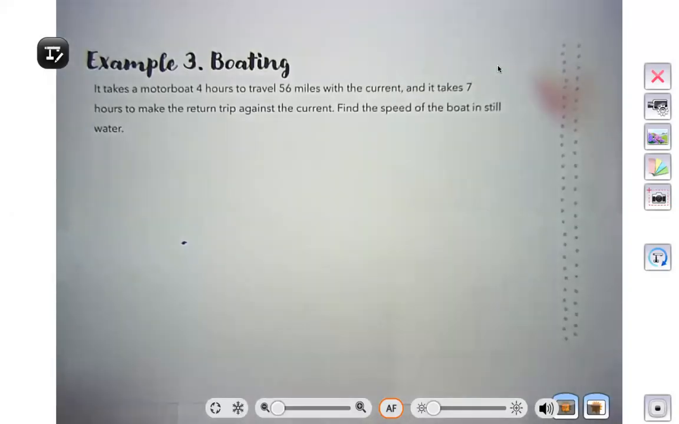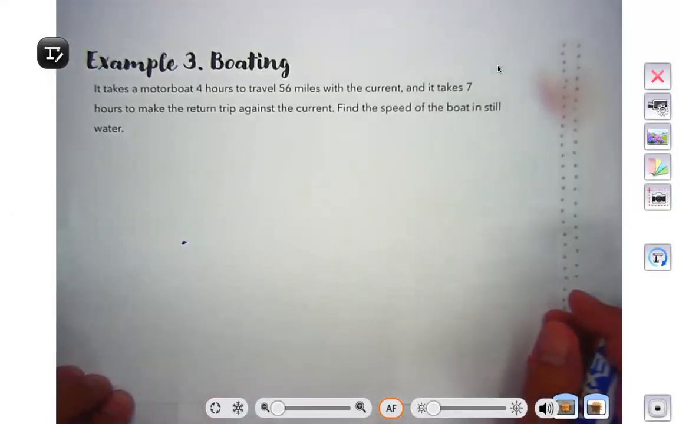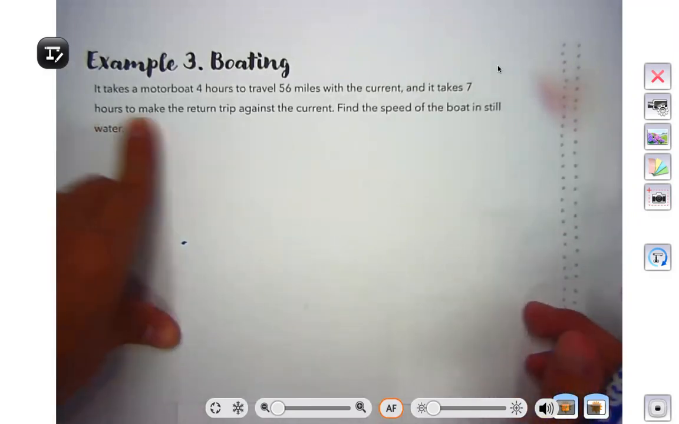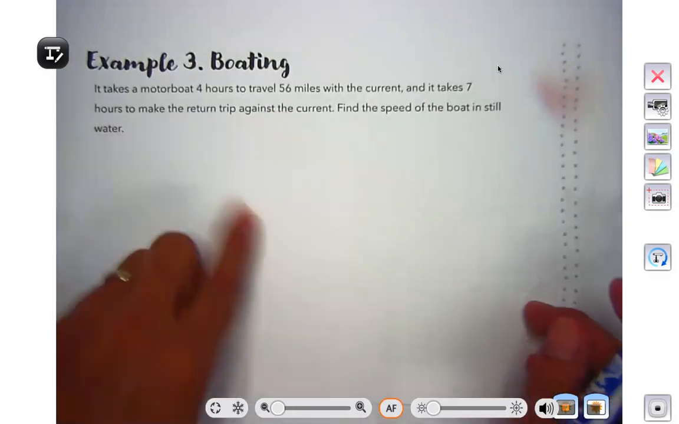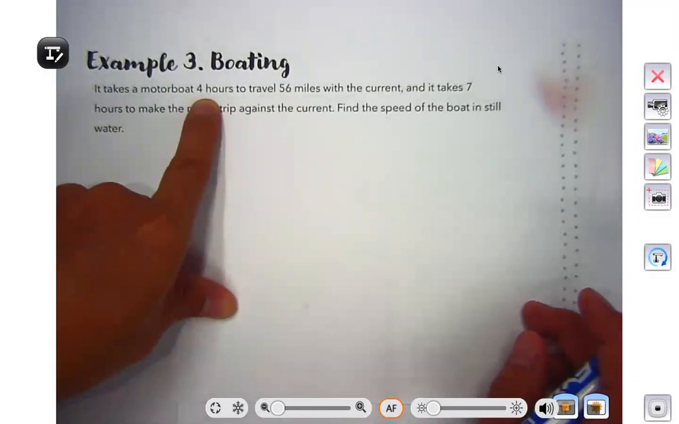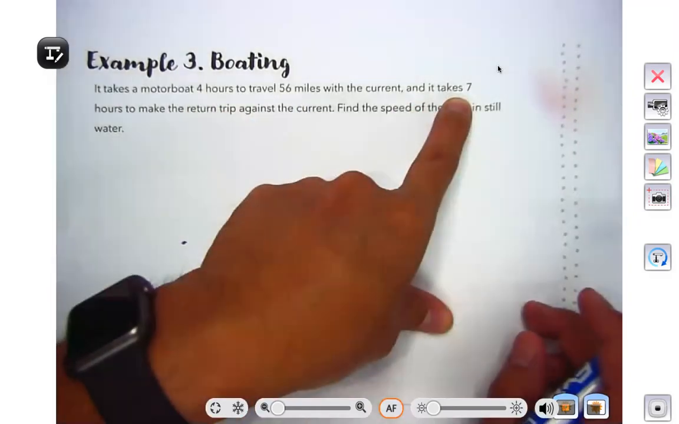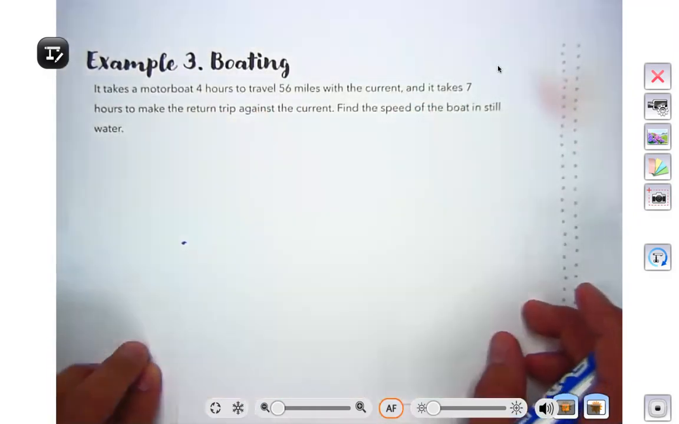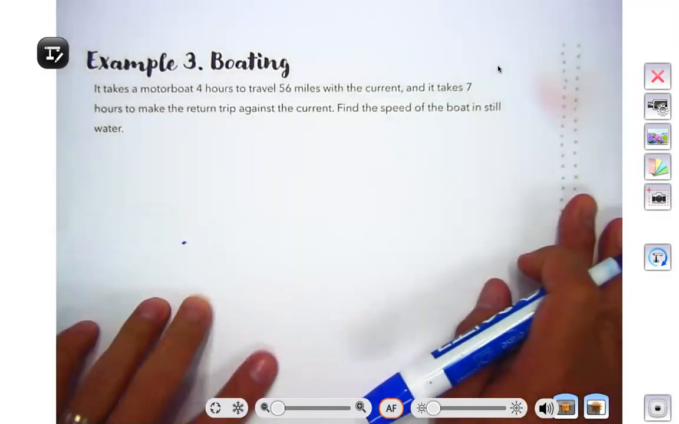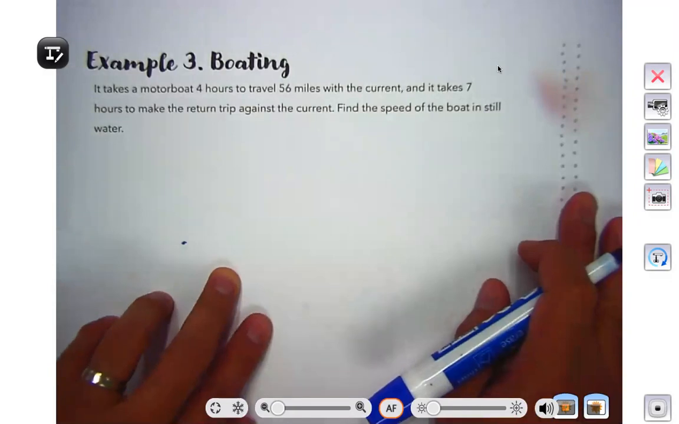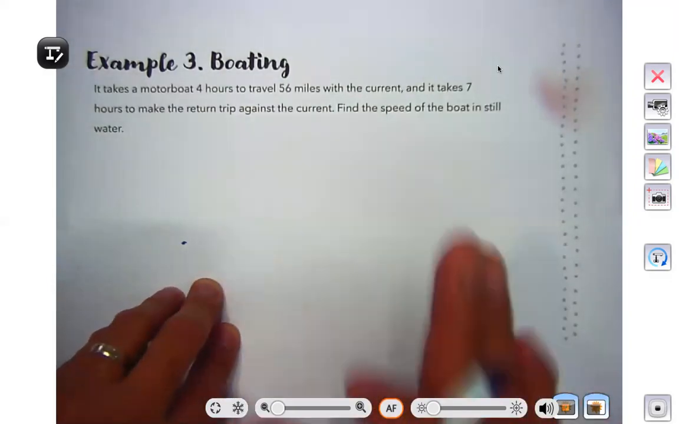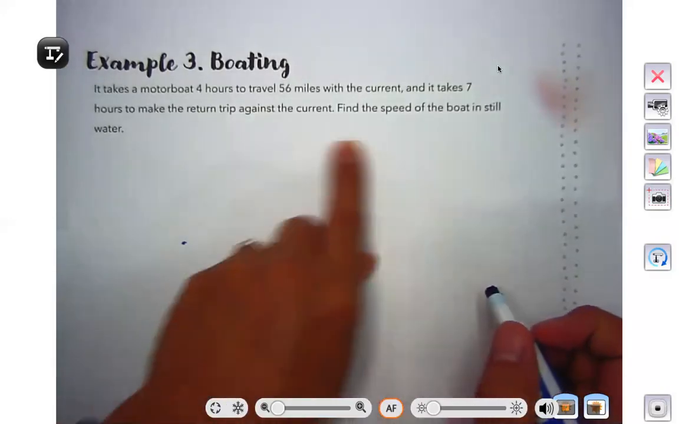It takes a motorboat 4 hours to travel 56 miles with the current. And it takes 7 hours to make the return trip against the current. See, you're faster, same miles, but you only travel 4 hours. But here, it's 7 hours, but it's the same distance because you are going against the current. So you go slower. The speed of the boat will be slowed down by the current.